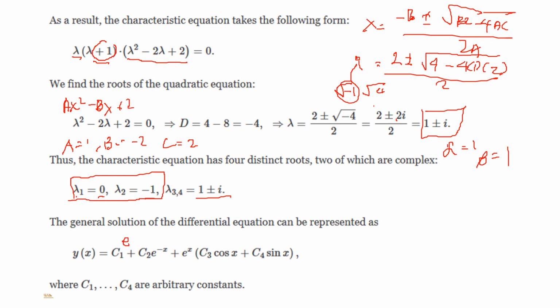C1, actually you have here e to the 0x, but this one becomes 1, so you only have C1. Then C2 e to the negative x. And then here this one is already for the complex. You have C3 and C4, C3 and C4 cosine beta x, where beta is equal to 1. Similarly here, you have e to the alpha x. Here alpha is also equal to 1. That's why you just write e to the x. So that's for case 3.